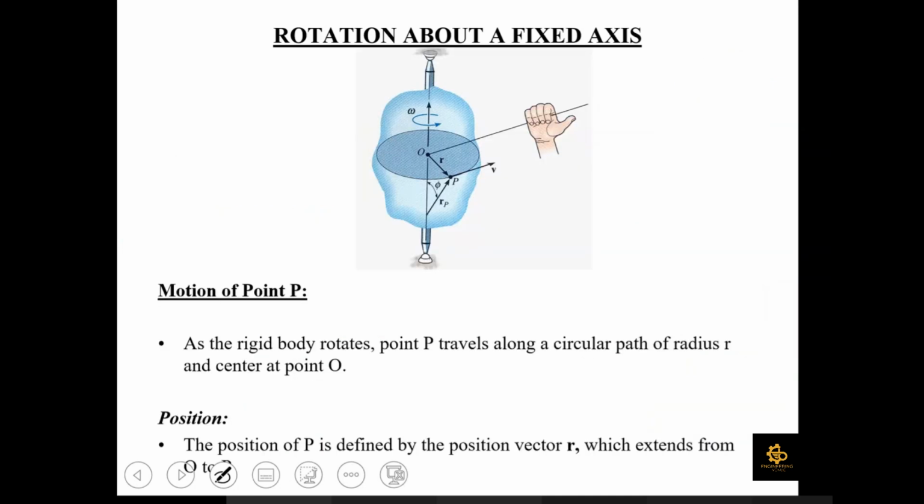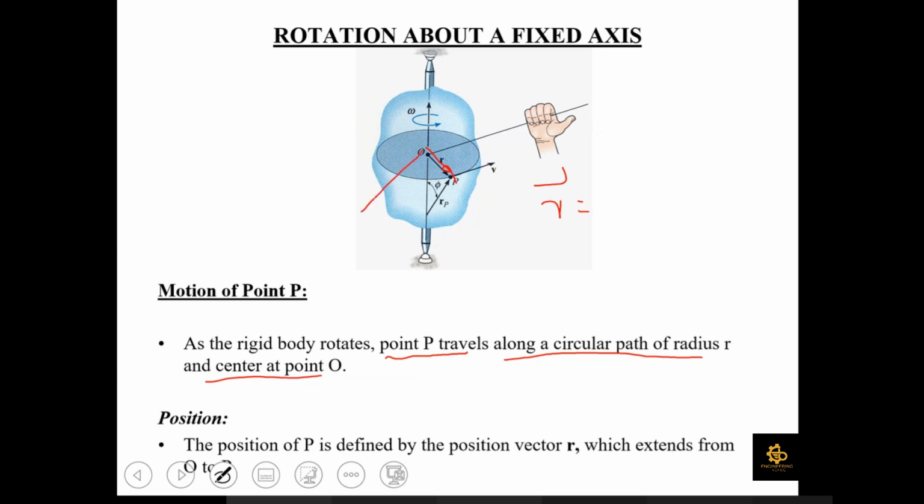So in order to derive the relationship of v_P with alpha and omega, let us consider a rigid body which is rotating about its centroidal axis as shown in the figure. As the rigid body rotates, as we have discussed earlier, since it is in pure rotation, any point P on this rigid body is going to travel along a circular path with radius r and center of rotation at point O. Now the position of this point P is defined by using the position vector r.